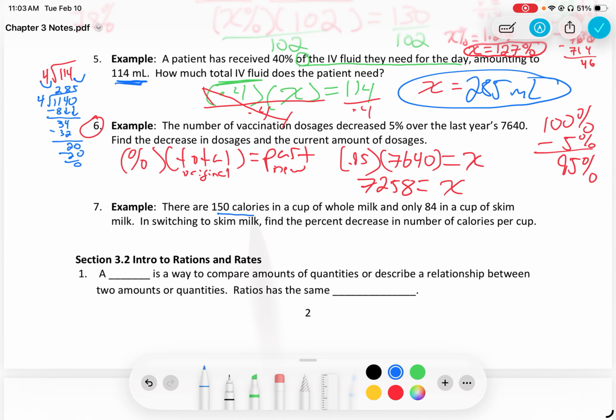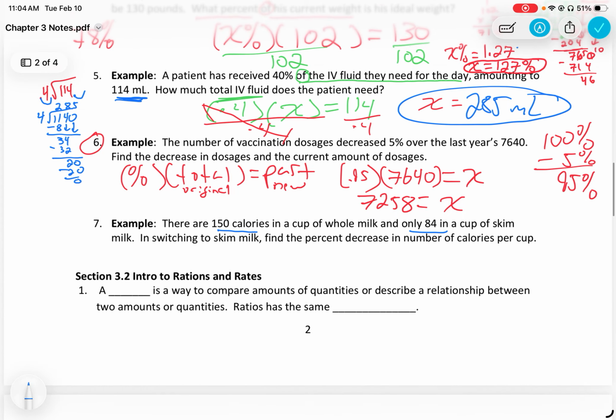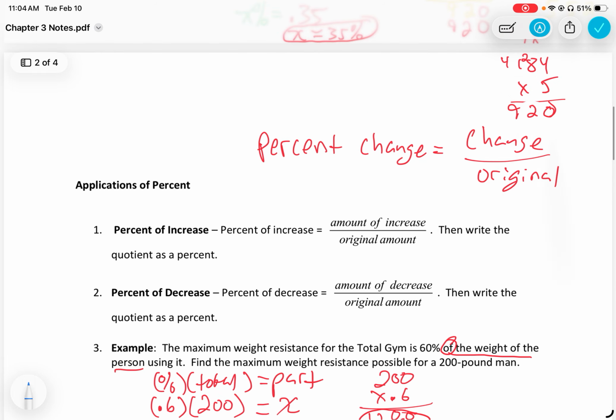There are 150 calories in a cup of whole milk and only 84 in a cup of skim milk. In switching to skim milk, find the percent decrease in number of calories per cup. This is where we haven't done an application problem, but this is like my home insurance problem, where we can find the change divided by the original, and we can turn that into a percent.